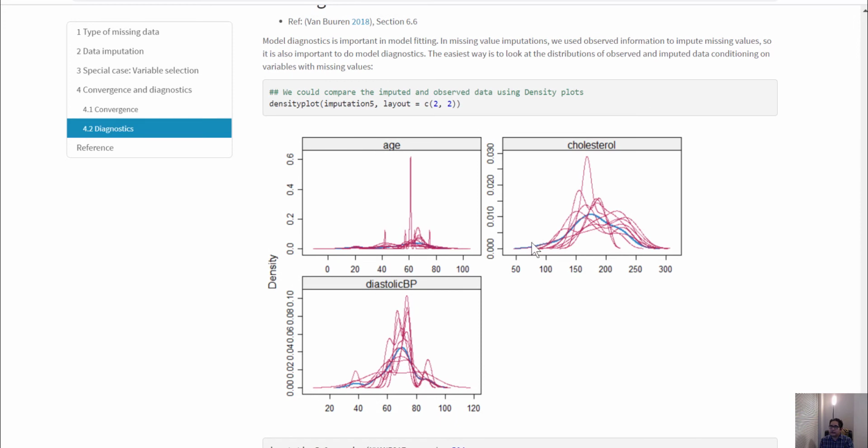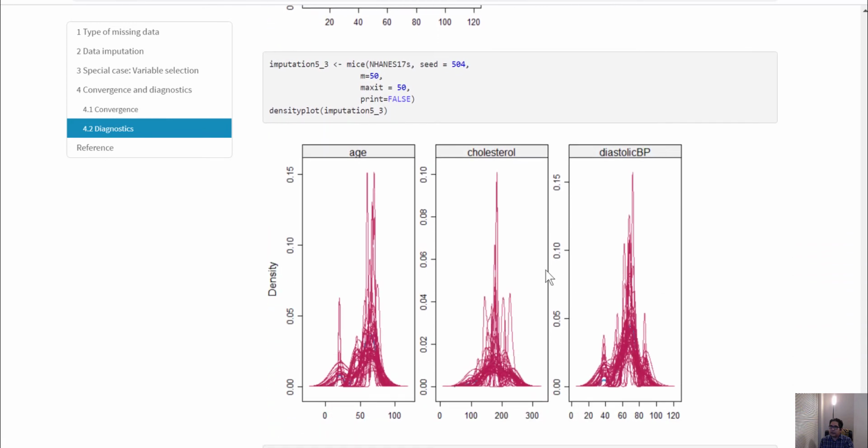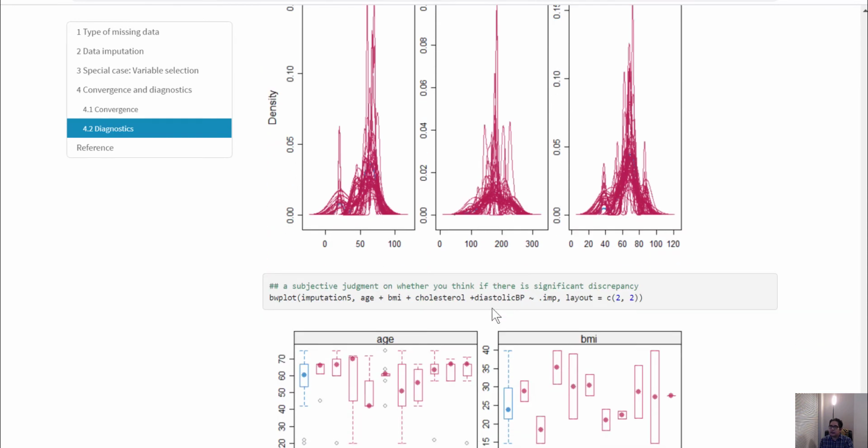For diagnostics, it is a very good idea to compare the observed values versus the imputed data. If you look at the red line and the blue line here, those are almost superimposed, and they do not really look very different to me in terms of the pattern. But obviously here as well you can increase the number of imputed datasets, and you can see even after that the superimposed patterns are relatively similar.